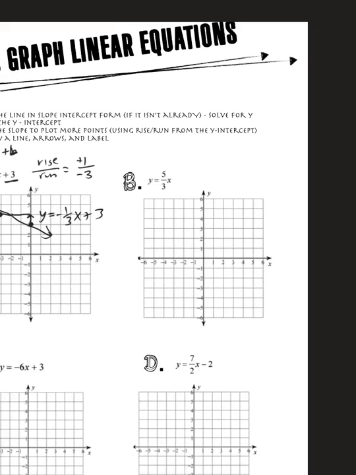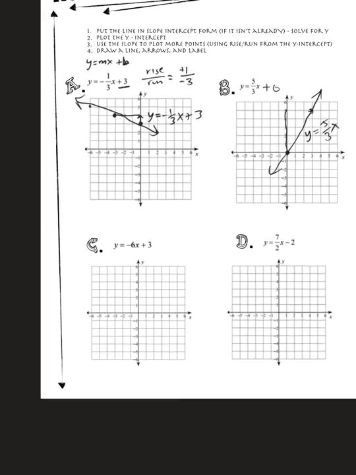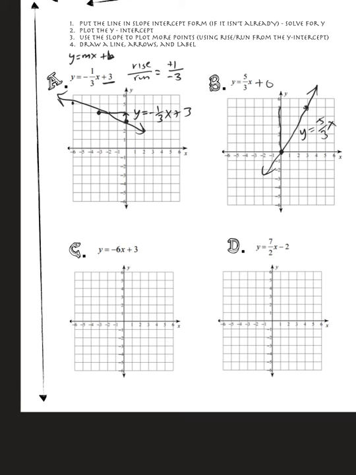Alright, looking at B, I have to plot the y-intercept first. The y-intercept in this case is the origin. My slope is 5 over 3, so I rise 5, run 3, make a point. Now I've got 2 points. I can go ahead and draw my line. y equals 5/3 x.